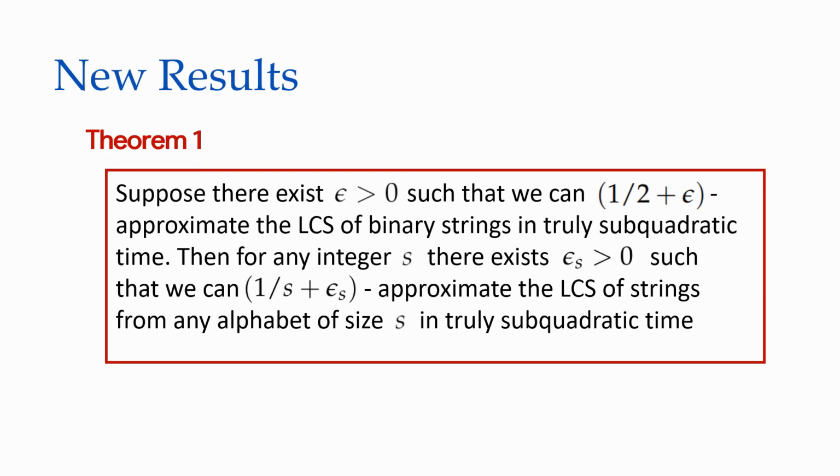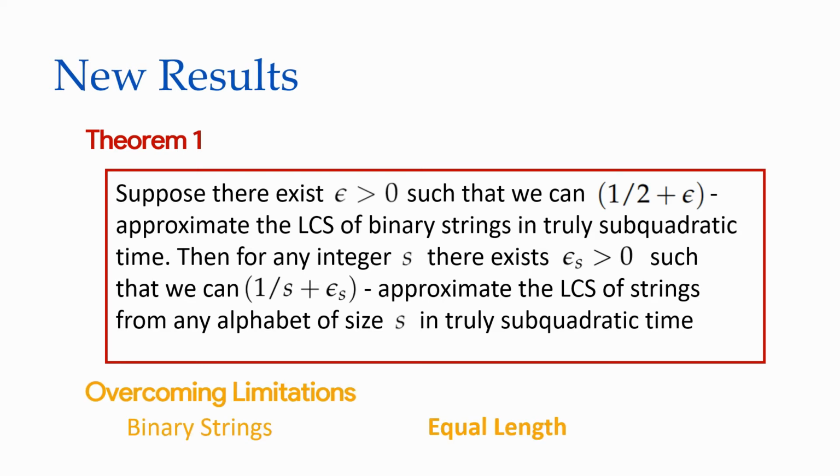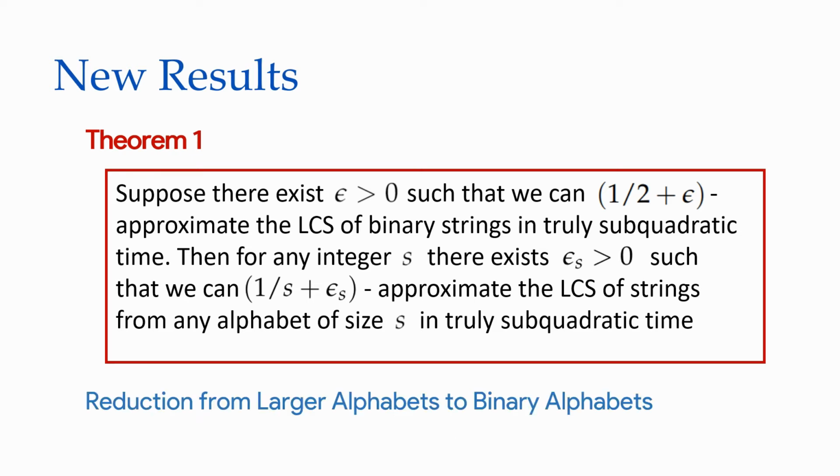Our first result states that if there is a better than 1/2 approximation algorithm for LCS on binary strings, then for strings from any alphabet of size s, there is a better than 1 over s approximation algorithm for the LCS. In other words, if we could just overcome this equal length limitation for LCS approximation, even in the case of binary strings, we would have better approximation algorithms over all constant alphabet sizes, and finally beat the long-standing unary algorithm. The proof of this result is just a nice reduction from approximate LCS on larger alphabets to approximate LCS on binary alphabets, and we'll get into it later.